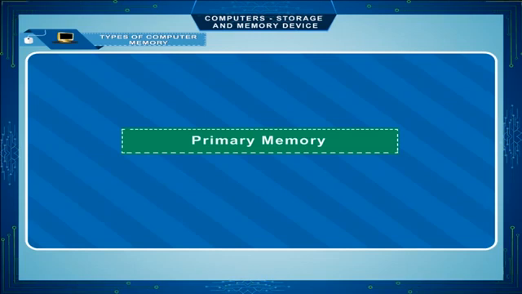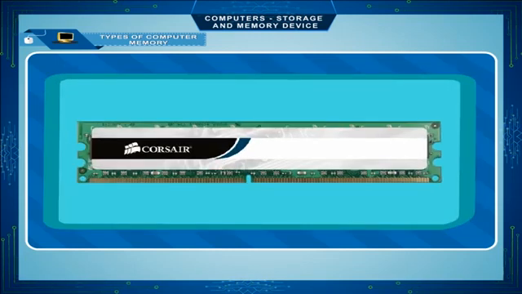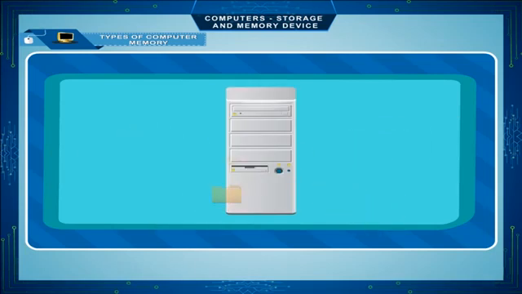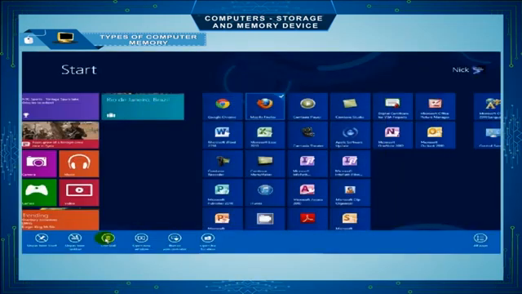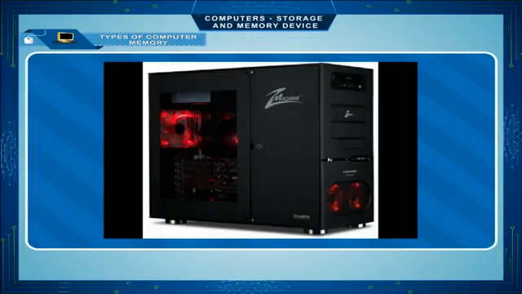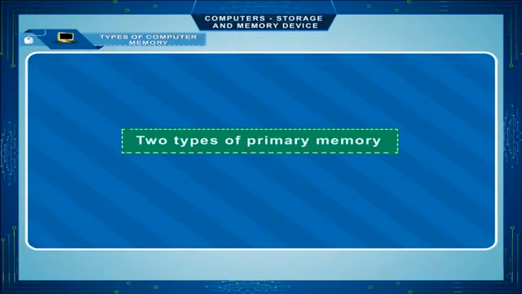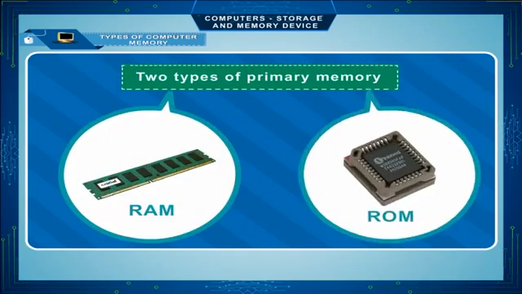Primary memory. The primary memory is the main memory of the computer that stores data and instructions for processing. This is internal memory that is continuously overwritten with new data and programs for quick access. It communicates directly with the CPU. There are 2 types of primary memory, RAM and ROM.